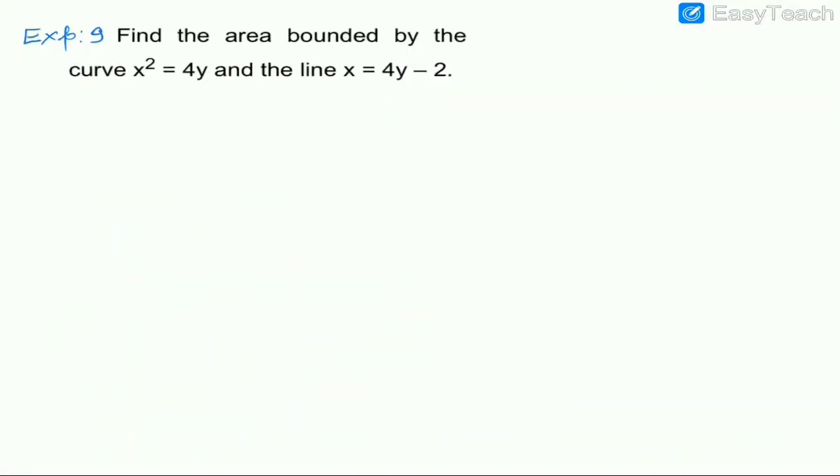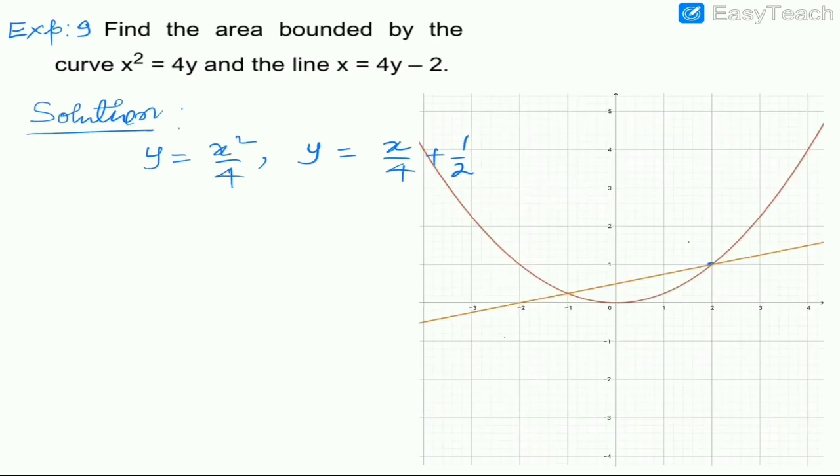Example 9 is: find the area bounded by the curve x square is equal to 4y and the line x is equal to 4y minus 2. Here the curve is the parabola, so we may write y is equal to x square by 4, and the equation of the line may be written as y is equal to x by 4 plus 1 by 2. Let the point be A, this be O, and this point be B.